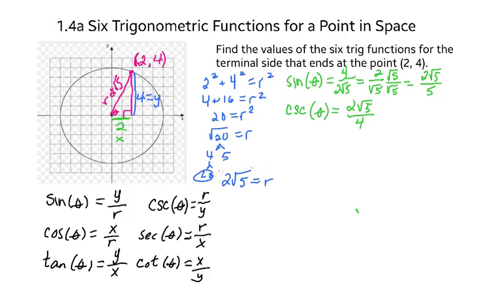And now I can move on to my next pair of functions. Next up will be the cosine of theta. That's x over r. So I look at my diagram, the x value is 2, the r is 2 square root of 5, and again reduce, that gives me 1 over the square root of 5, and then rationalize in the same way. So I get the cosine of theta is the square root of 5 over 5.